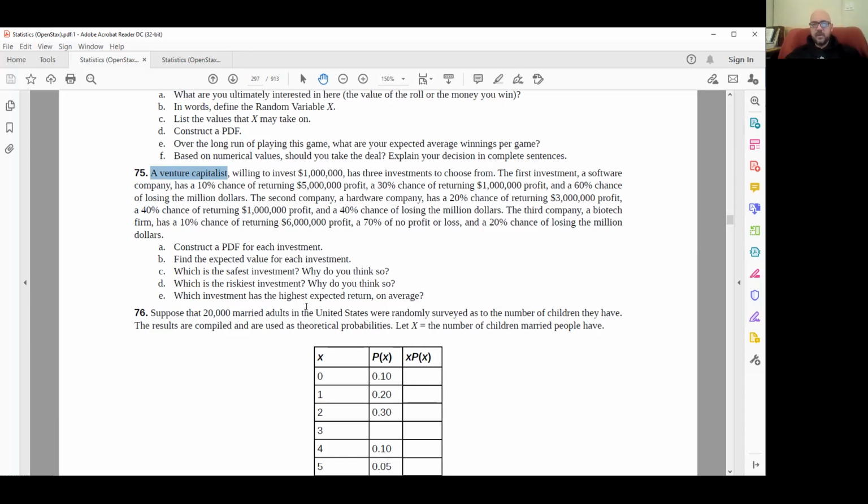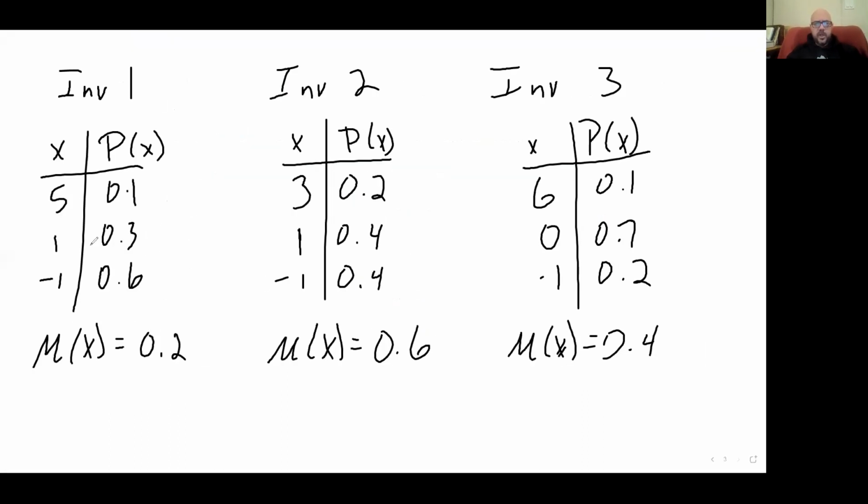Risky is just the opposite of safe here, right? So, which is the riskiest investment? You could define that in a variety of ways as well. So I'm going to define safest as most likely to return a profit and riskiest as most likely to cause a loss. In which case, we just look at the total probabilities in each case. The probability of investment 1 returning a profit is 40%, investment 2 60%, investment 3 10%. So for me, I think that investment 2 is the safest investment.